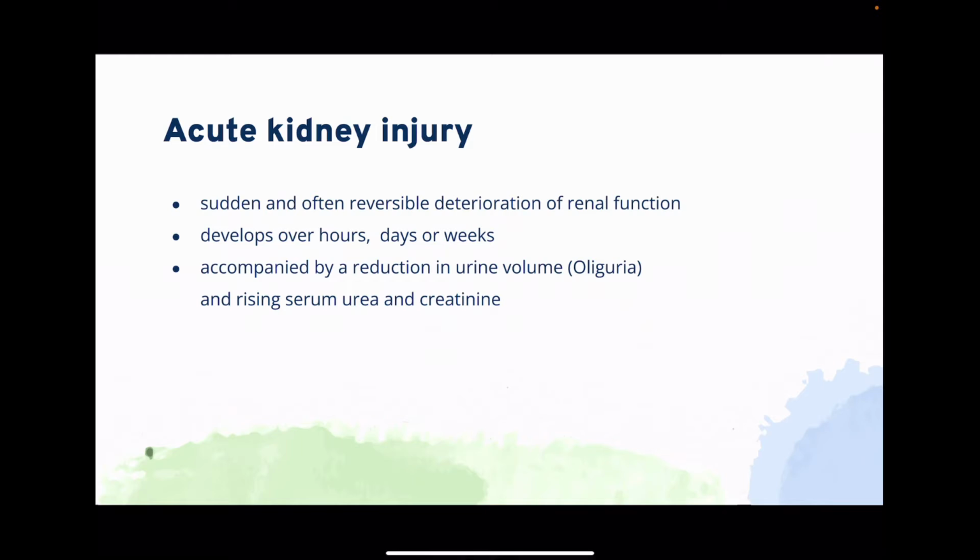So what is acute kidney injury? Acute kidney injury is a sudden and often reversible deterioration of renal function, usually developing over hours or days, accompanied by a reduction in urine volume, which is called oliguria, and rising serum urea and creatinine.